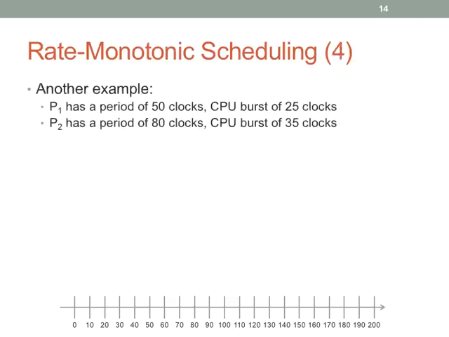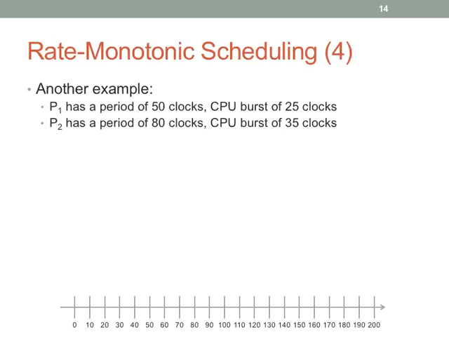Well, we take another example where, again, P1 now takes a few more clocks. Now it takes 25 instead of 20, and it still has a period of 50 clocks, so that part is the same, but it has a slightly higher CPU utilization. P2 now has a shorter period and the same CPU burst size. I'm sorry, not CPU utilization, because its utilization is actually going up. I have to be careful about these terms.